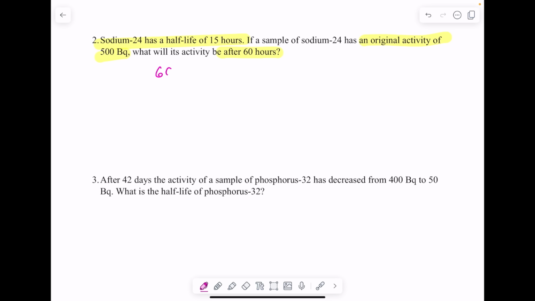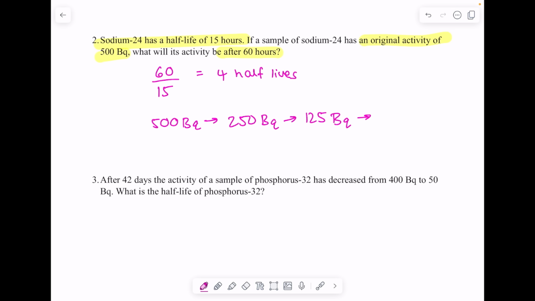So we have a time frame of 60 hours. We know that one half-life took 15 hours, which means 4 half-lives have occurred. The original activity was 500 becquerels. So after 4 half-lives, we'll be down to 250, 125, 62.5, 31.25 becquerels. So our final answer is that after 60 hours, the original activity of the sodium-24 will have reduced to 31.25 becquerels.